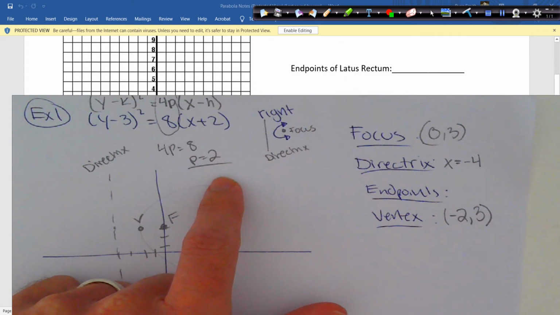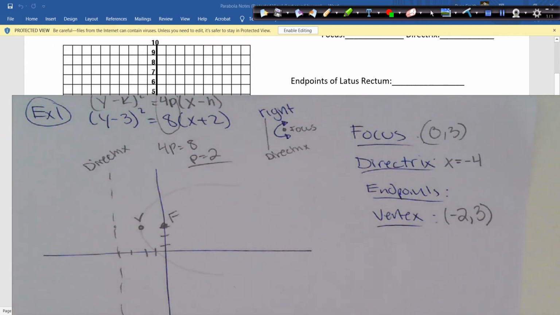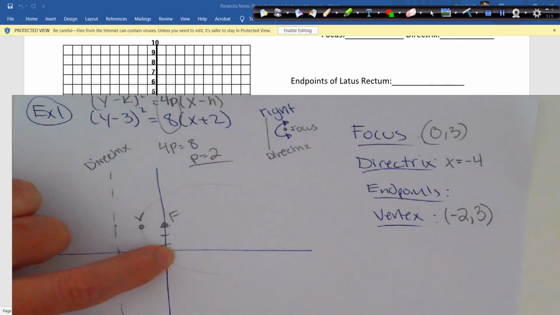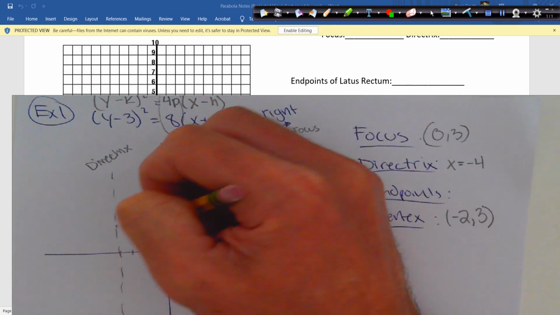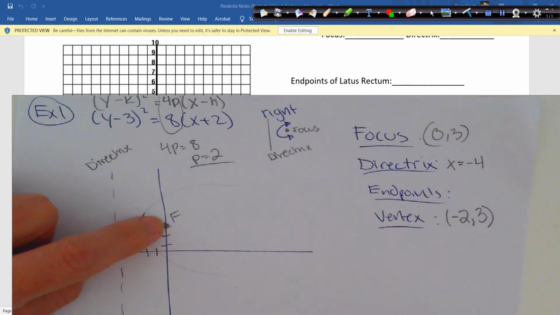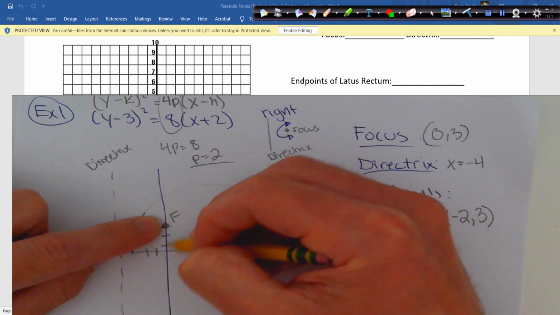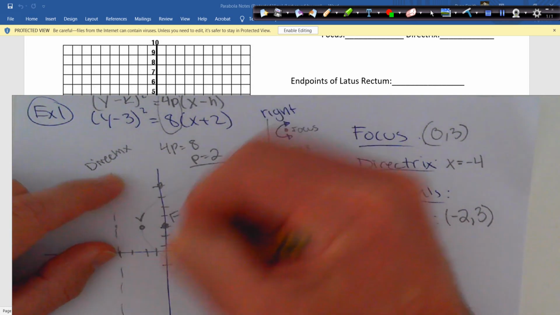Don't forget the endpoints of the latus rectum. Now, the latus rectum, first of all, hilarious name. The latus rectum is the distance along this line of the focus, which is the 4p. So from here to here should be 4p. So this is what I do: there's 4p, it's 8. So we're going to go 4 units down, 1, 2, 3, 4, then 4 units up, 1, 2, 3, 4. And those are the endpoints.